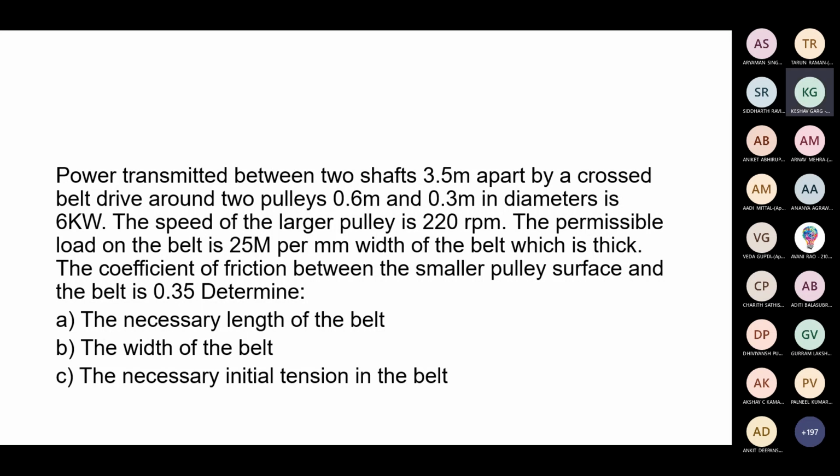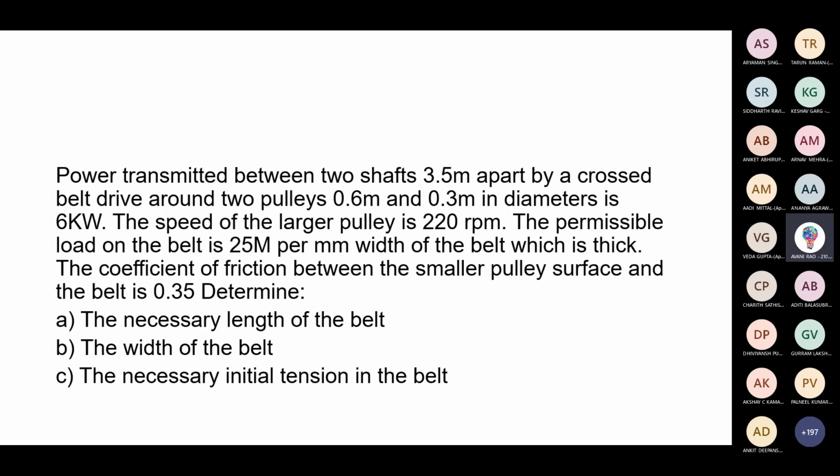So do we take mu as the coefficient of friction between driven pulley and belt or driving pulley and belt? Take it the same. It is a constant between both. Belt material is the same and pulley materials are the same. Okay, sir. Thank you.